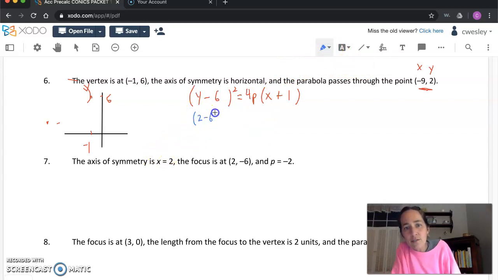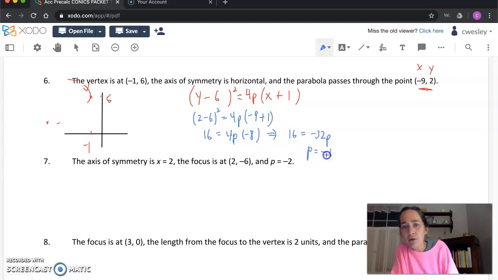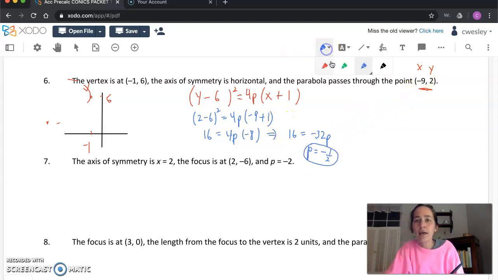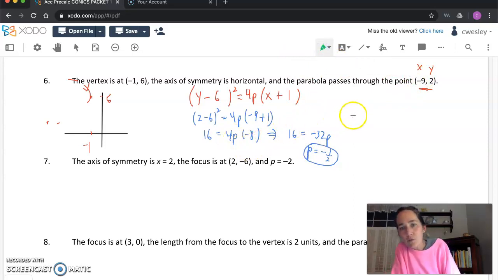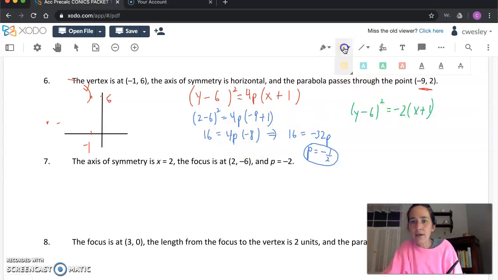So 2 minus 6 squared equals 4p times -9 plus 1. Okay, so -4 squared is 16 equals 4p times -8. You get 16 is -32p, and p is -1/2. So that was the missing link, and we were lucky to have that extra point to be able to do a plug-in. Now we can just plug that value back in for p. So we had y minus 6 squared, 4p, so 4 times -1/2, and then x plus 1. And we'll call it a day on that question.